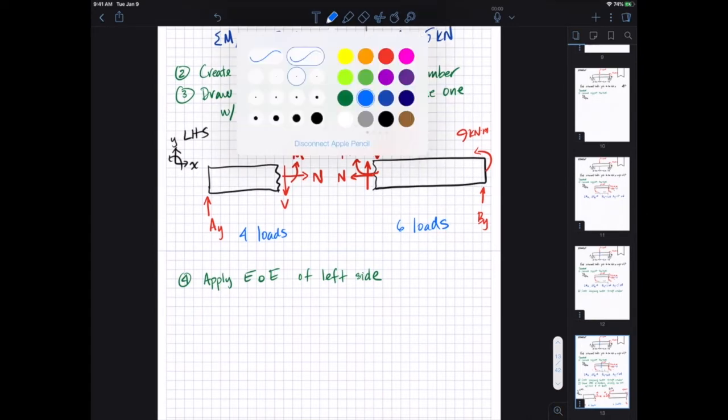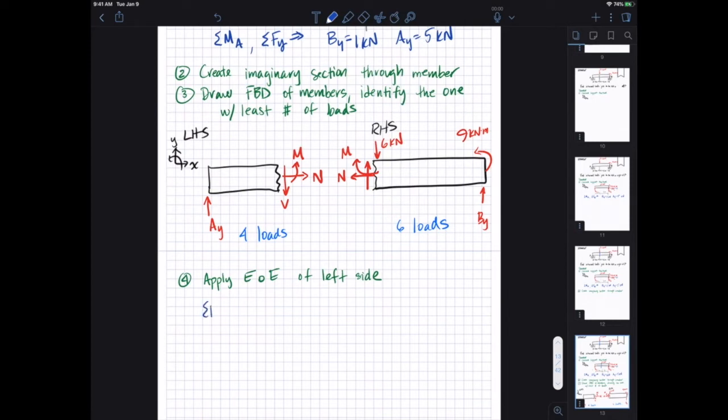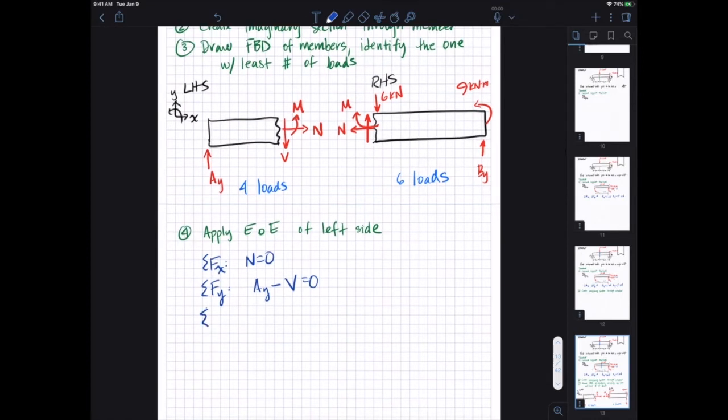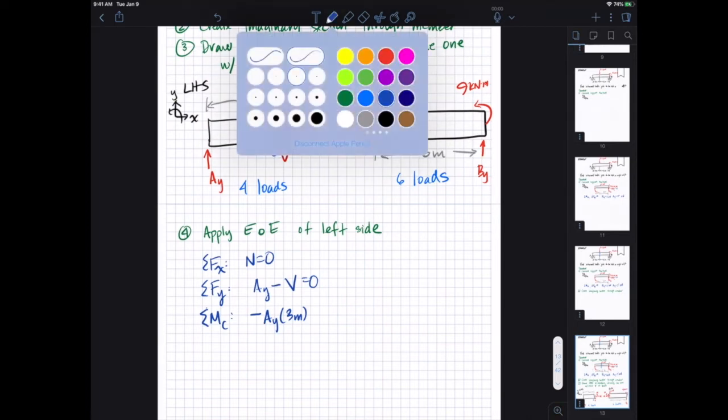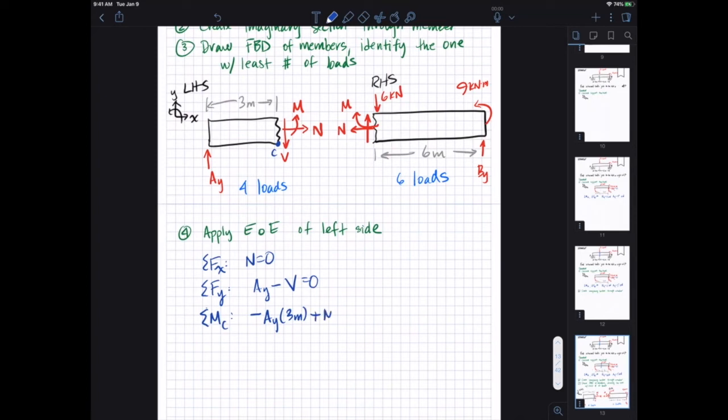section just before P. And so the sum of forces in X tells us that N equals 0. Sum of forces in Y, we have AY minus V equals 0. And then if we take the sum of moments at that point C, here, we'll see that we have minus AY times 3 meters, because this distance here is 3. On the left, it's 6 meters here. So minus AY times 3 meters plus M equals 0.